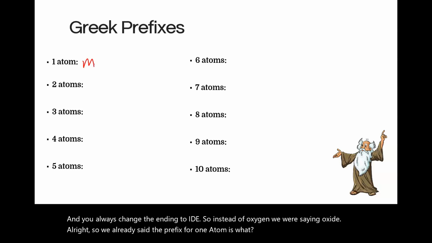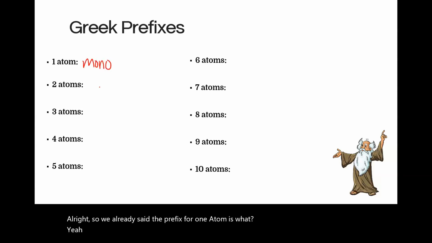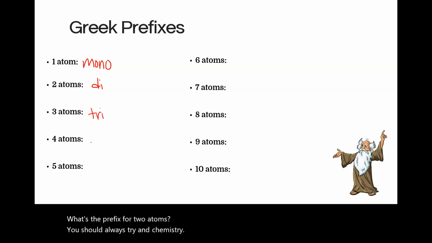Mono. Yeah, like carbon monoxide. What's the prefix for two atoms? Di. 3. Tri. You should always try in chemistry. Get it? 4.